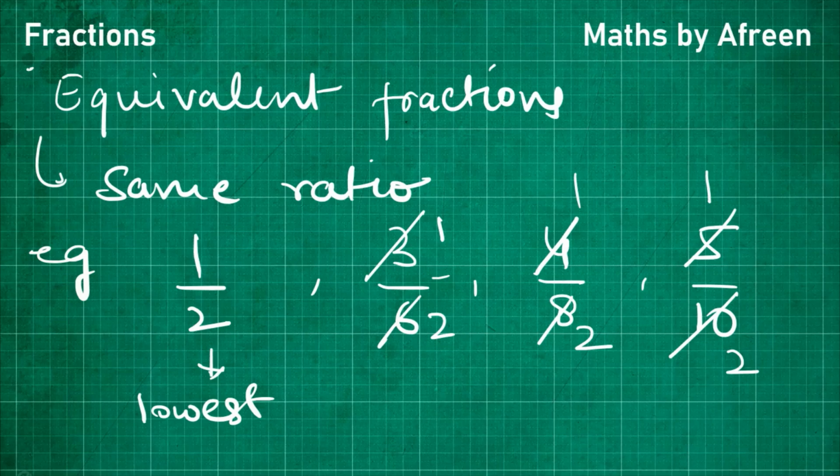Now look at these fractions. If we talk about the lowest form of these fractions, we have 1 by 2, 1 by 2 and 1 by 2 only. That means these fractions have the same ratio. Okay, that was all about equivalent fractions.